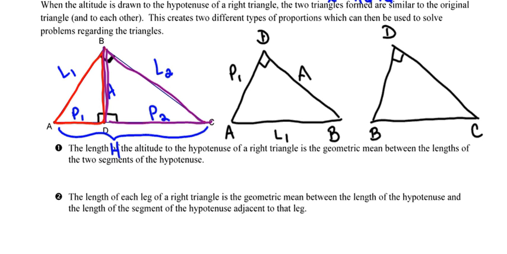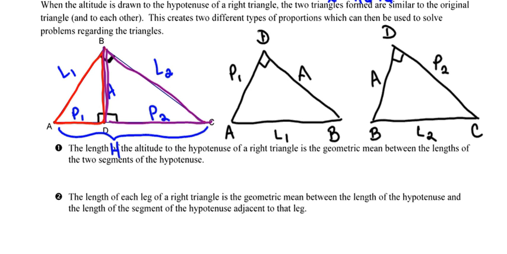DB we labeled with an A for altitude in the big triangle, so I'm going to bring that over to our new smaller triangle. BC in the purple triangle we labeled with a leg 2, so I'm going to bring that over here, label it in my smaller triangle. And DC, the third side, we labeled with a part 2, so I'm going to bring that over here. Now these little triangles, the red one and the purple one, are similar both to each other and to the larger original right triangle.